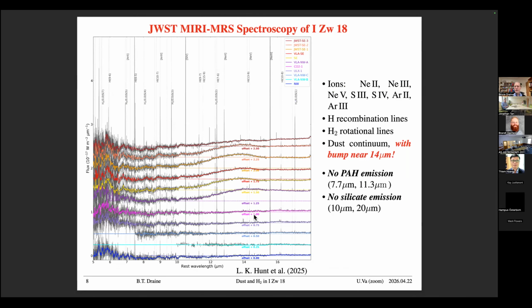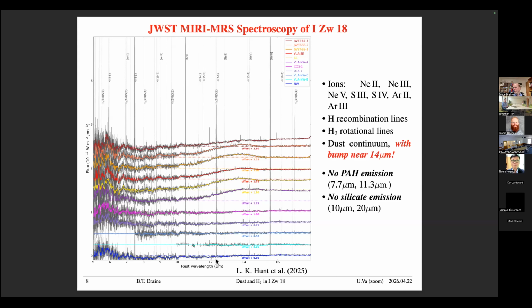Okay, here's what the spectra look like. So they're noisy. This is a very weak signal here. I'll call your attention to the fact that the spectra show very conspicuous emission lines. So these lines here are all strong detections of a number of things, mostly ionic lines. Hydrogen recombination lines are present here. Molecular hydrogen rotational lines are present in the spectrum, not detected at every position, but at many positions. But we're focusing on the dust for the moment.